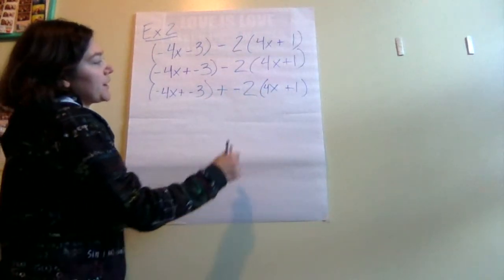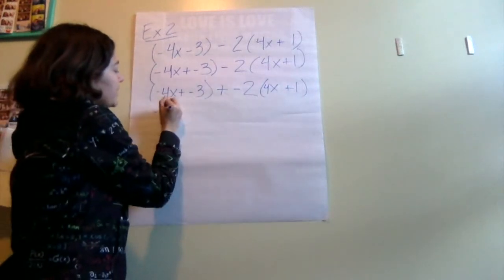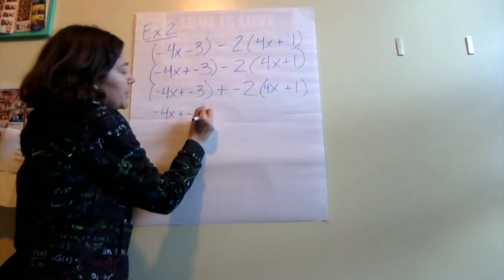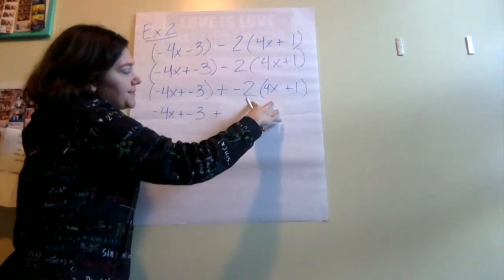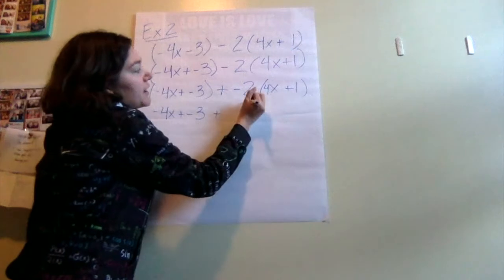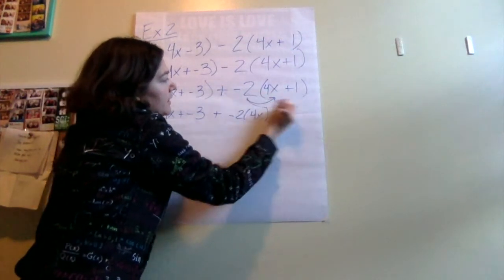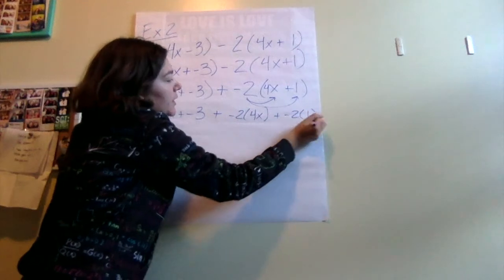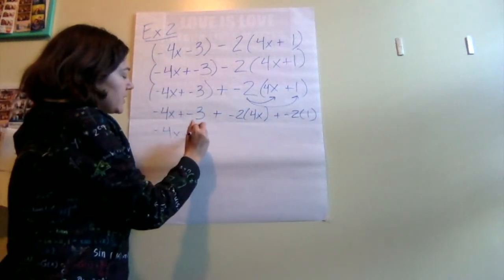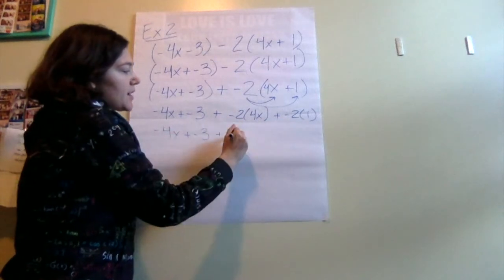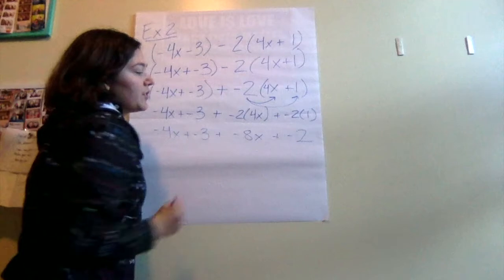Alright, and then from there we're going to need to distribute, try to get rid of the parentheses. So for this expression, I'm just adding, there's nothing out front to be multiplied, so I can just get rid of the parentheses as is. Here though, I need to distribute the negative 2. So I do negative 2 times 4x plus negative 2 times 1. And then from there, we're just going to simplify. Negative 2 times 4x is negative 8x, and negative 2 times 1 is negative 2.